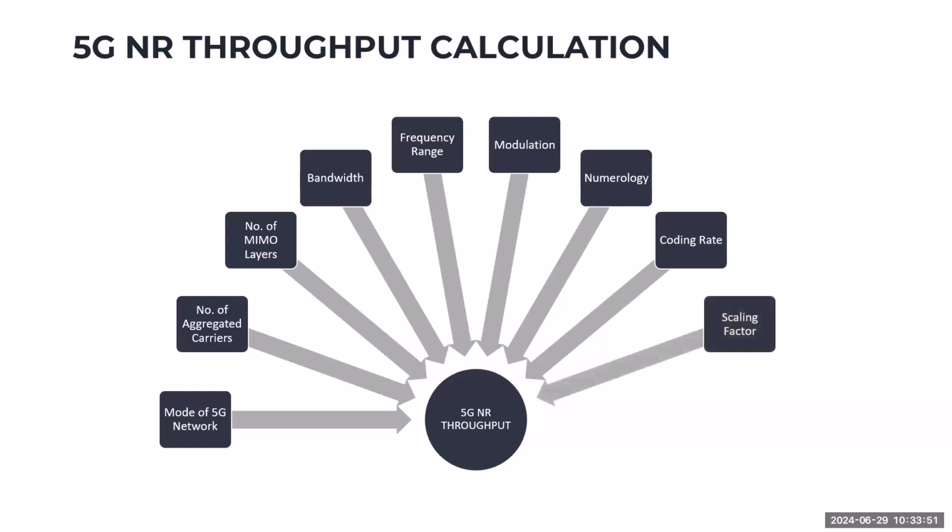And of course, we have a scaling factor. The scaling factor depends on the type of frequency that we use, because as I mentioned, each frequency has a different behavior when you deploy it in the network. The behavior of 700 megahertz is different from the behavior of millimeter wave. That's why we have a different scaling factor. And it depends on the location of the user. Where is that user?